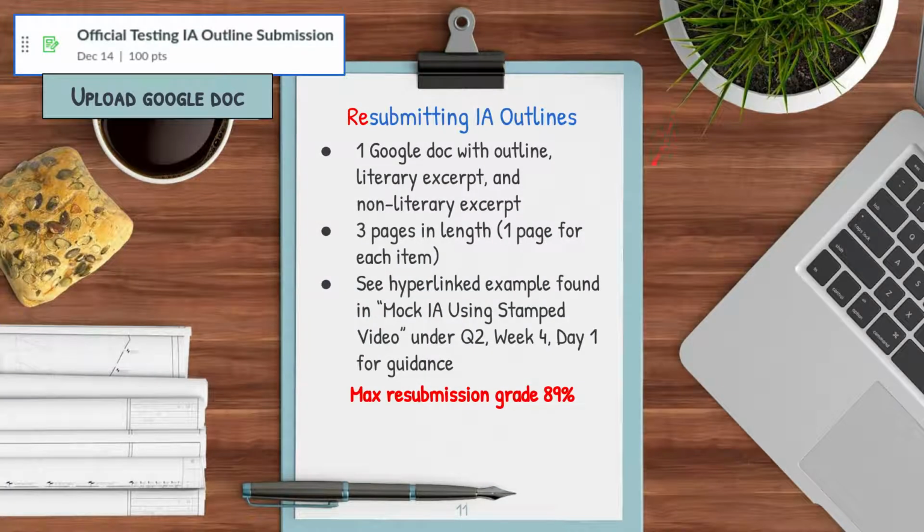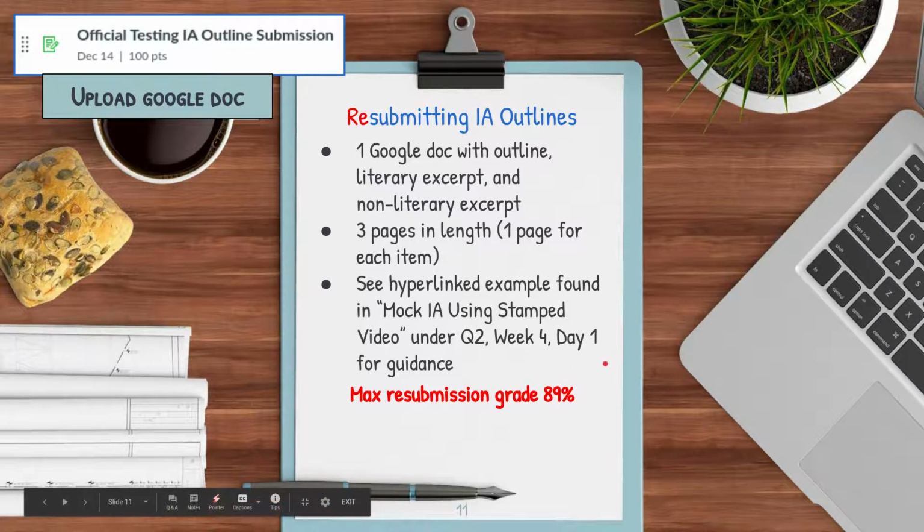All right, some people did not earn full points on their IA outlines because things were missing or things were not formatted correctly, etc. So as a review, you can resubmit those IA outlines. It should be one Google document with the outline, the literary excerpt, and a non-literary excerpt. 3 pages in length, right? 1 page for each item, all in one document. If you need to see a sample of what that looks like, go to the mock IA using stamped video under quarter 2, week 4, day 1, and there's a hyperlink to an example. You should make yours look exactly like that one.